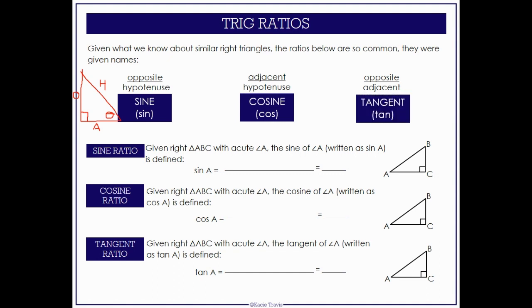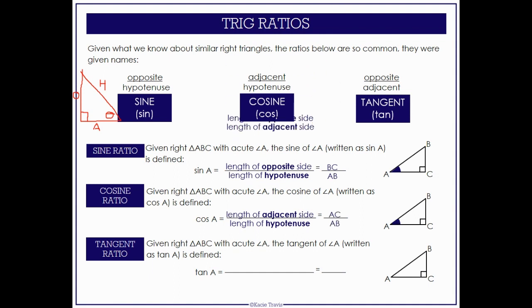The sine ratio is the length of opposite side, BC, over length of hypotenuse, AB. The cosine ratio is length of adjacent side, AC, over length of hypotenuse, AB. Finally, the tangent ratio is length of opposite side, BC, over length of adjacent side, AC.